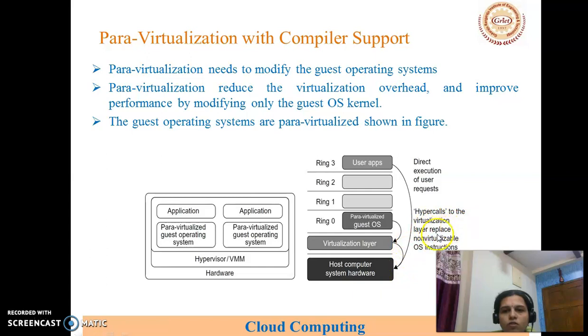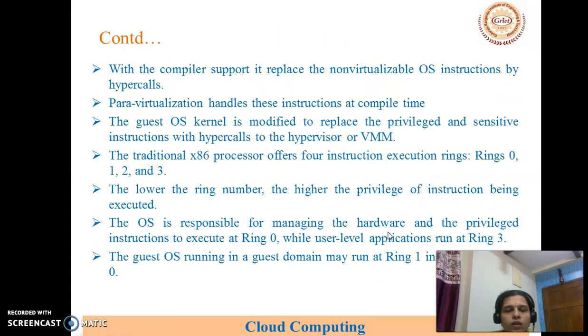The hypercalls to the virtualization layer replace the non-virtualizable OS instructions. This is OS virtualization with compiler support. With the compiler support, it replaces the non-virtualizable OS instructions by hypercalls. Para-virtualization handles these instructions at compile time. The guest OS kernel is modified to replace the privileged and sensitive instructions with hypercalls to the hypervisor or VMM.